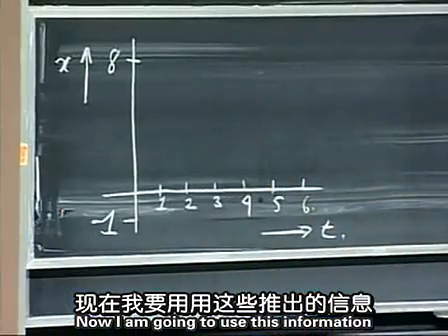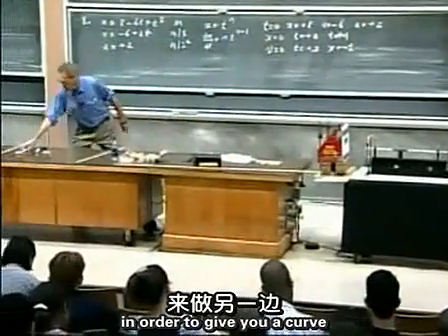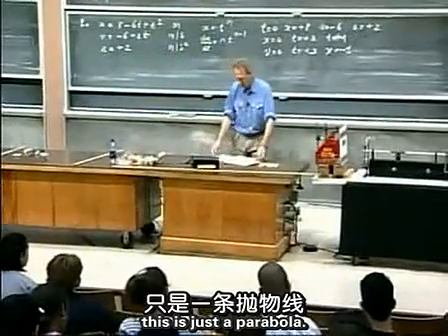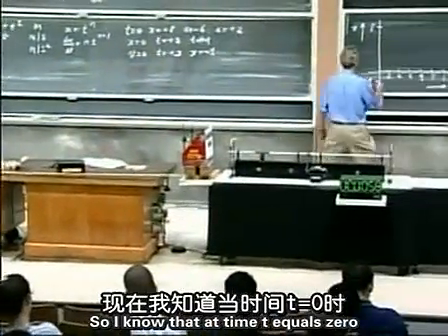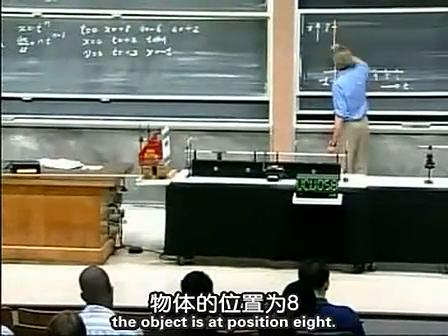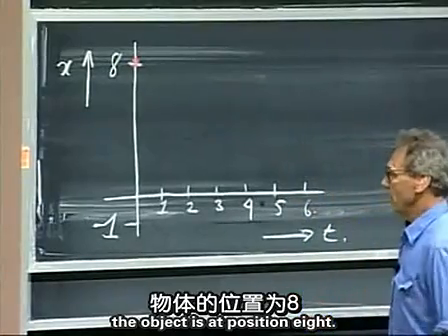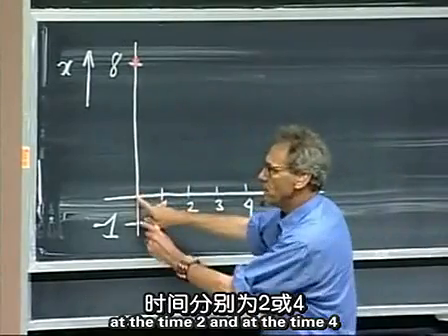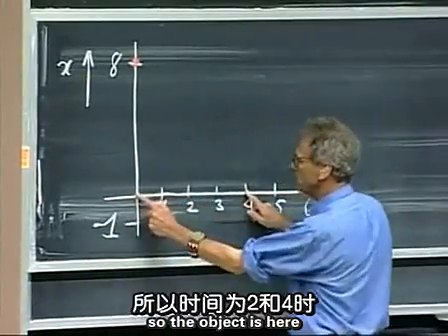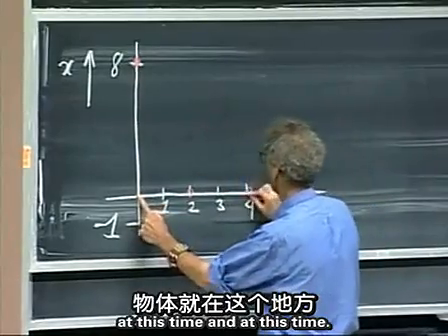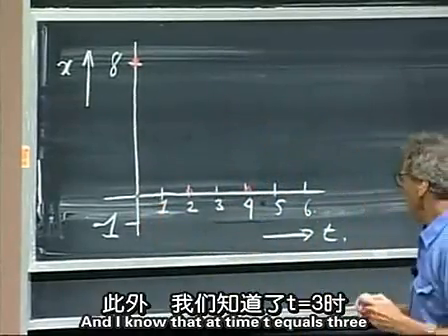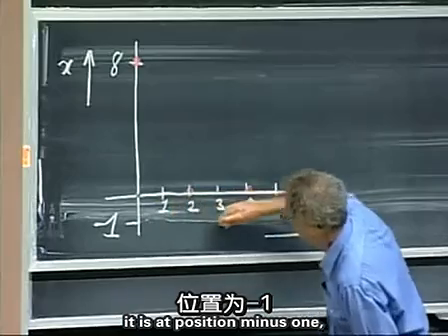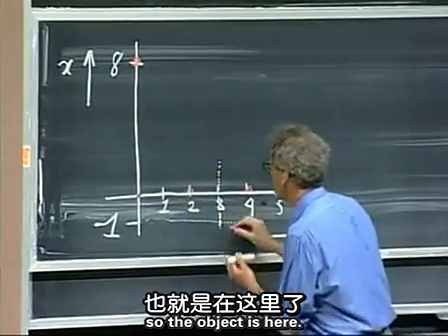Now I'm going to use this information in order to give you a curve which is similar to that one, except this is a simple one. This is just a parabola. So I know that at time t equals 0, the object is at position 8. I know that x is 0 at the time 2 and at the time 4. So the object is here at this time and at this time. And I know that at time t equals 3, it is at position minus 1. So the object is here.